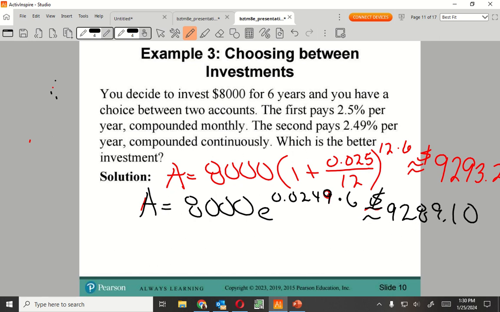Now, this is an investment. When you have an investment, you want your money to make more money, right? That's what an investment is. And the better investment is the one where your money makes the most money. So which one's going to be better, the first one or the second one? The first one is better, right? Slightly, but it is better. So when you're comparing stuff like this, those are things you have to look at. It is close, but the first one is better.